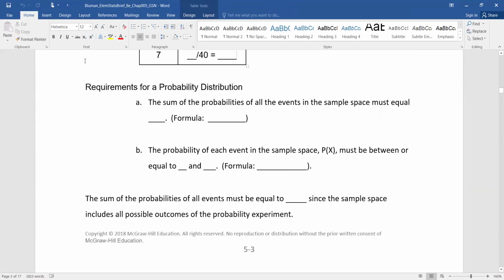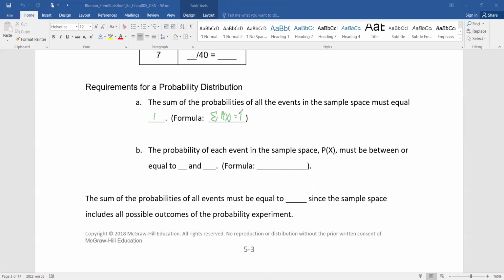All right, requirements for a probability distribution. The sum of the probabilities of all events in the sample space must equal 1. Meaning, if I was to add up all of these different probabilities, I should get 1 as my total.